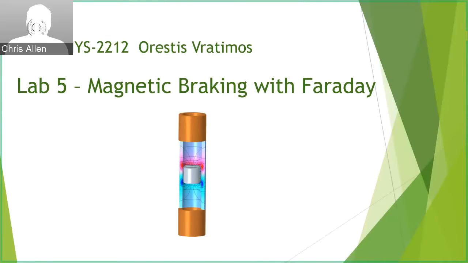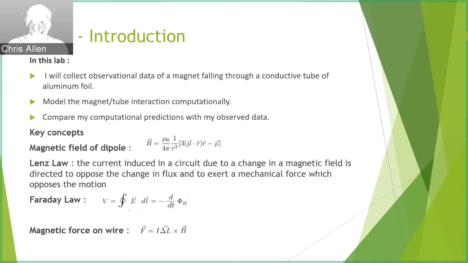Hi, my name is Joseph Ratmus and I'm doing the Lab 5 presentation for the course Physics 22212, Magnetic Braking with Faraday. In this lab I will collect observational data of a magnet falling through a conductive tube of aluminum foil, model the magnet/tube interaction computationally, and compare my computational predictions with my observed data.